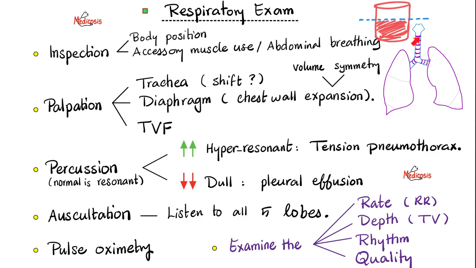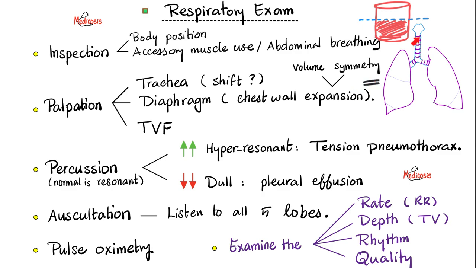Normally, the lungs should be resonant because they have air. They should not be hyperresonant. That's abnormal. This means too much air. Why? Because I have tension pneumothorax. There is a hole in my chest wall, and this hole in the chest wall is allowing air into the pleural cavity, but not out, like a valve.